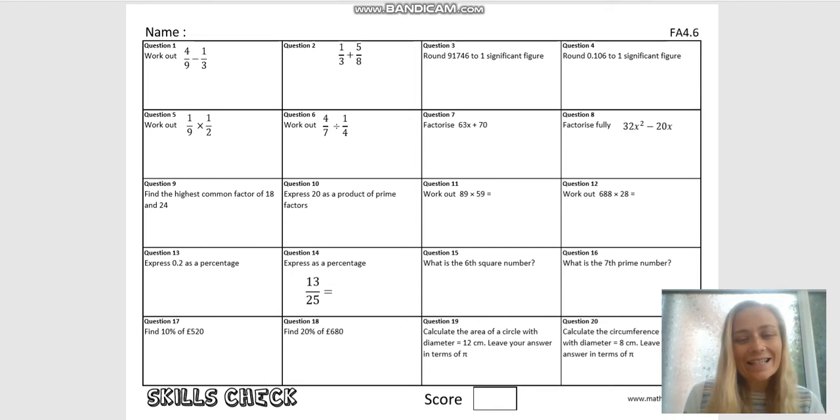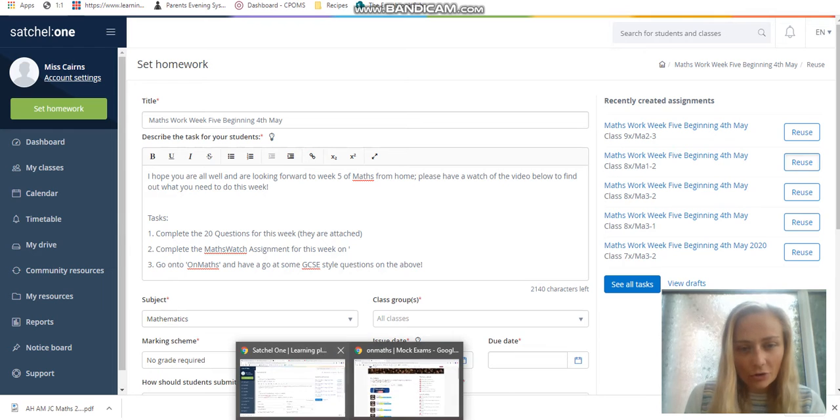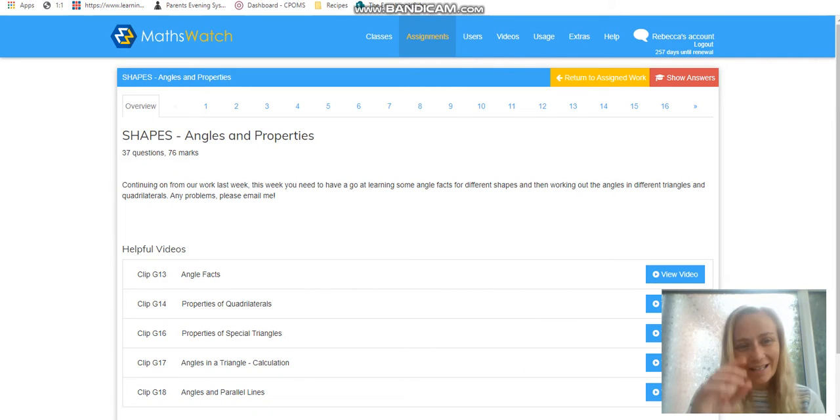Your second task is Maths Watch, okay? On the screen is your Maths Watch assignment, which this week is on angles and properties. By that I mean angles in a shape, such as in different types of triangles and different quadrilaterals, which are just shapes with 4 sides, and by properties I mean the properties of certain shapes, like what makes a rhombus a rhombus, what makes a square a square. That's what this week's on.